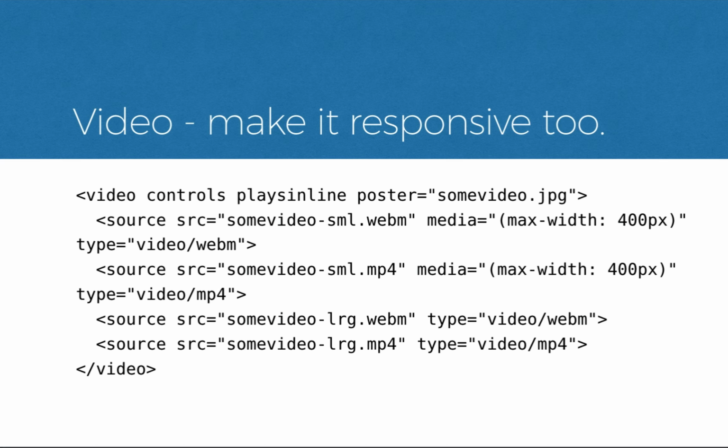One interesting thing is, much like the picture element, you can actually use media attributes on source elements in the video element as well to add different sizes of your video, which is great because video, again, gets very heavy. So we have a small video here for viewport sizes under 400 pixels, and then a larger fallback video for screen sizes larger than that. And just like in picture, the first source that matches is the one the browser will use. So here I've got 4 options: WebM MP4 for small, WebM MP4 for large.